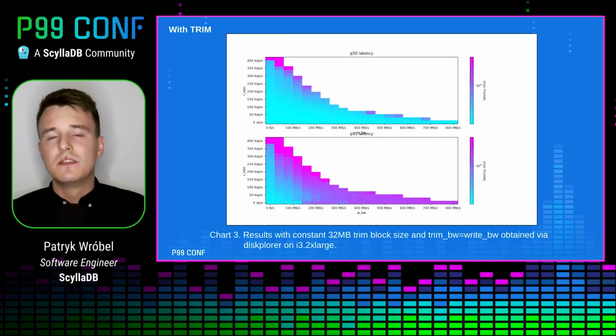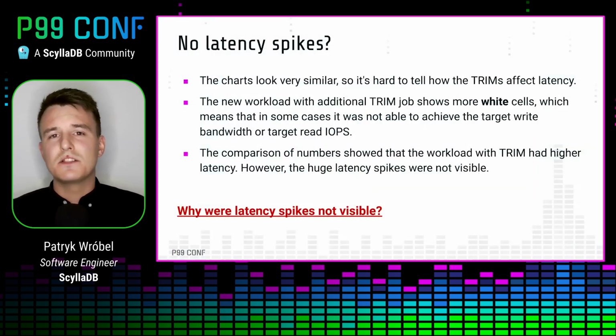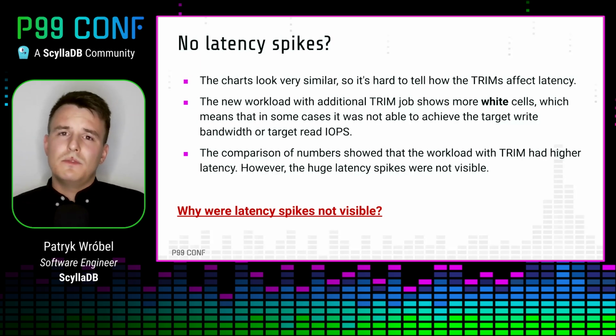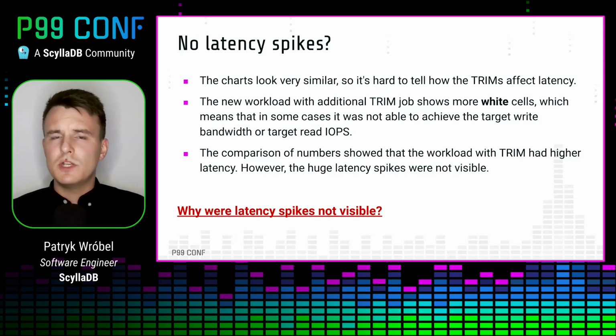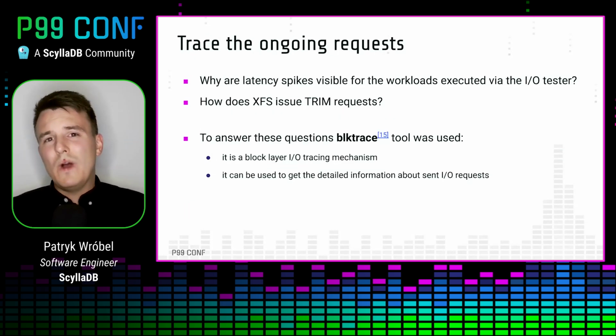Well, so that's it. For me, these two charts were pretty much the same thing. I even created an Excel spreadsheet to compare each cell of each chart to see the difference in latencies, but it also did not help. So I started to be confused, like why did I not see latency spikes. One important thing to note is that the trim requests were issued evenly according to some period in this experiment. So I started to ask myself how the XFS file system issues trim requests, and also why I did see latency spikes in the workloads run via the IO tester tool.